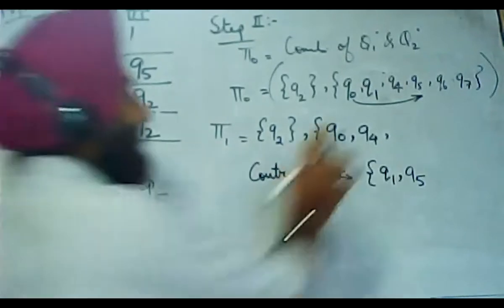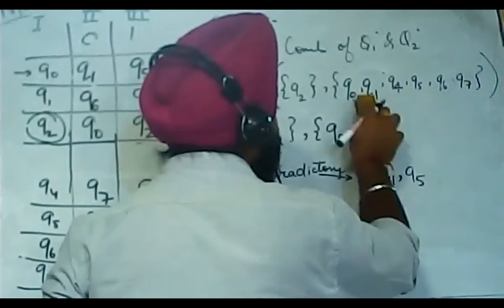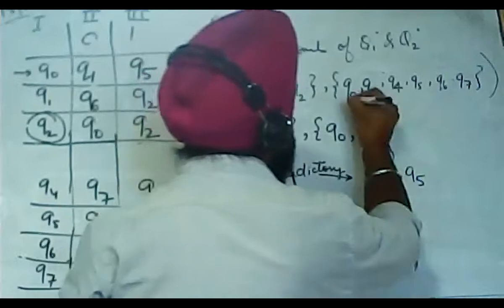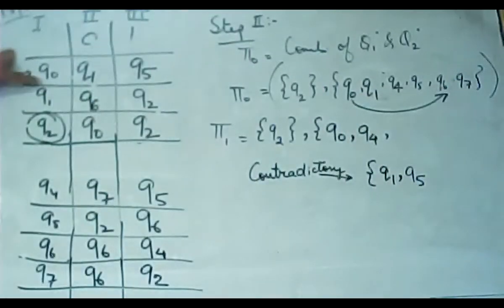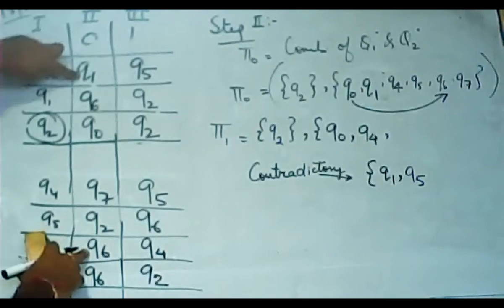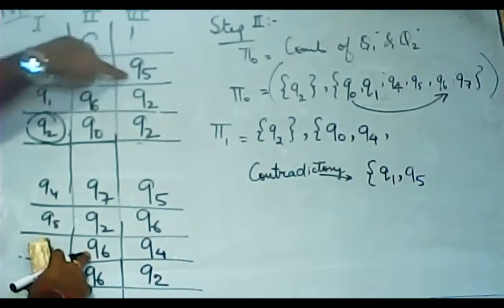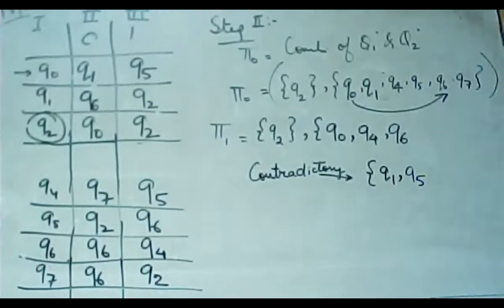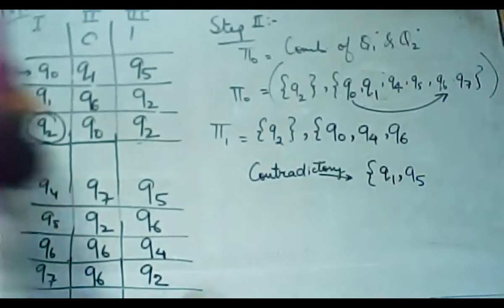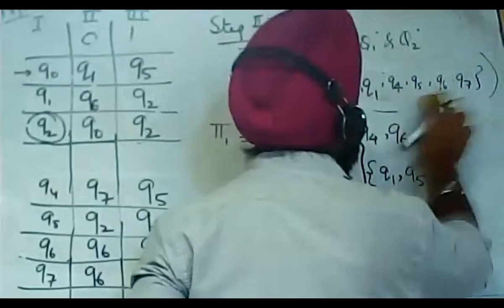Next comparison is between Q naught to Q6. So Q naught, Q6, 1, 6, same set. 1 and 6 is in same set. 5 and 4 is in same set. So Q6 is also written along with Q4. The last comparison is Q naught with Q7.